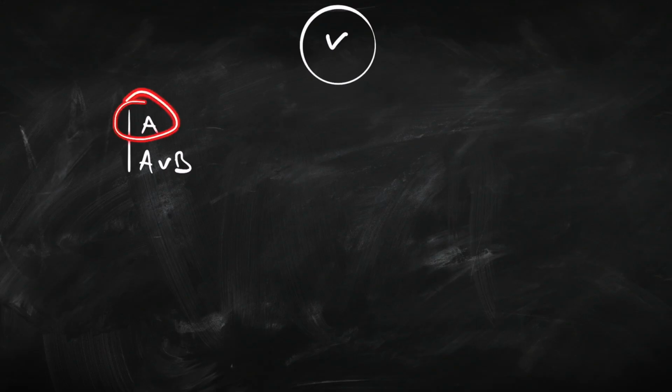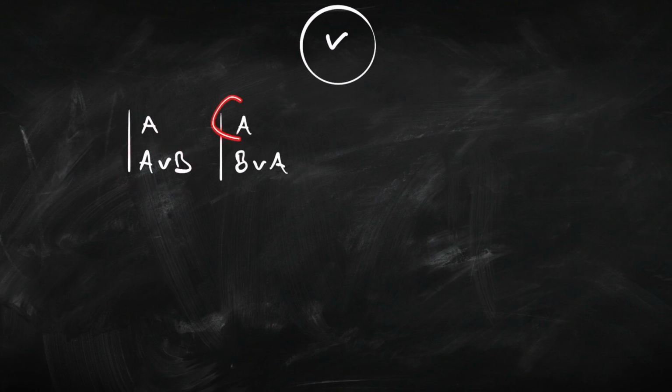If we have A in a proof, we can introduce disjunction, so A or B, and we can also do it the other way round. So if we have A, we can introduce B or A. These are the OR introduction rules. The elimination rule for OR is a little bit more complicated, so let's go through this one slowly.